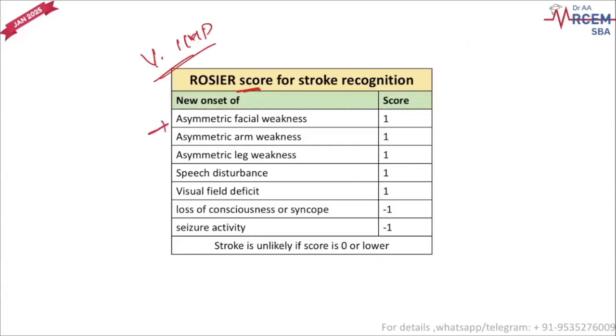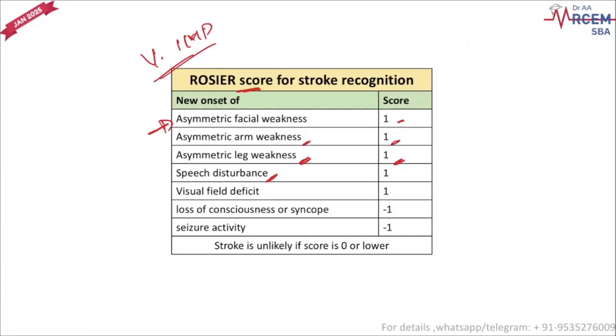So if there is asymmetrical facial weakness, you get 1 point. Asymmetrical arm weakness, 1 point. That means right arm weakness is much more compared to the left side. So it should be asymmetrical. It should not be symmetrical. If it's symmetrical, you shouldn't be thinking of stroke. Again, if asymmetrical leg weakness is present, it gets 1 point.